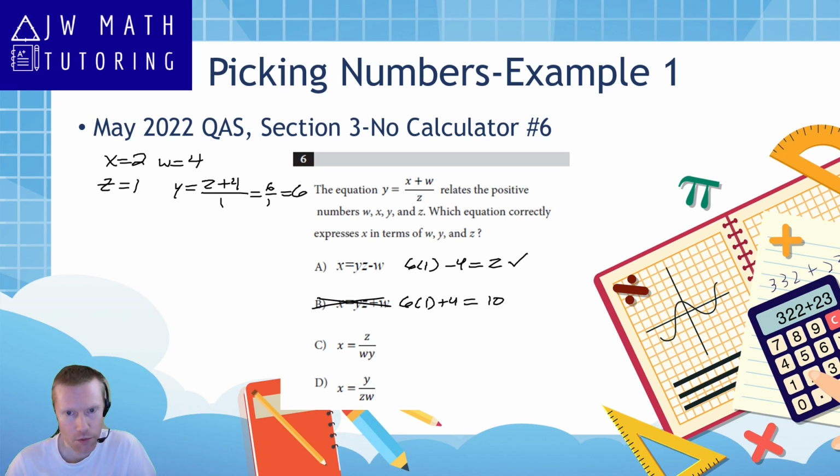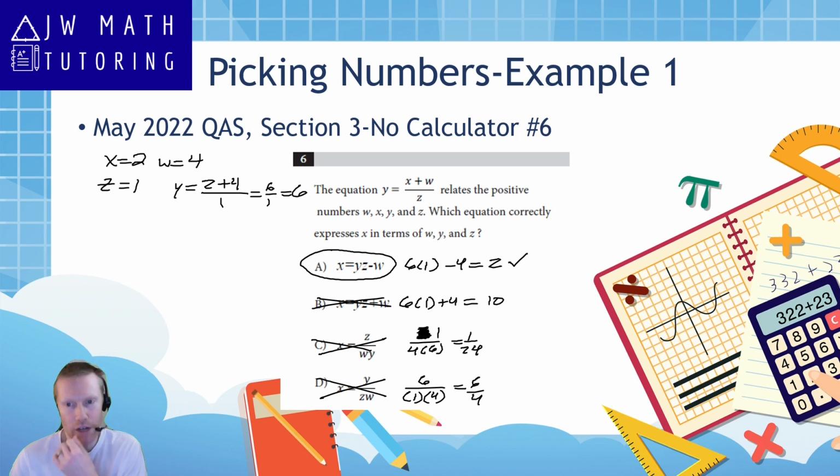For letter C, we've got z, which is 6, over w, which is 4, and y, which is 6. Actually, sorry, correction. This should be 1 on top. z is 1, z is not 6. y is 6. So this one is just 1 over 24. That is obviously not equal to 2. And now for the last one, y, which is 6, goes on top, and on the bottom we have z times w. z is 1, w is 4, and we get 6 over 4, or 3 halves. Again, obviously not 2. So the correct answer for this one is going to be letter A.